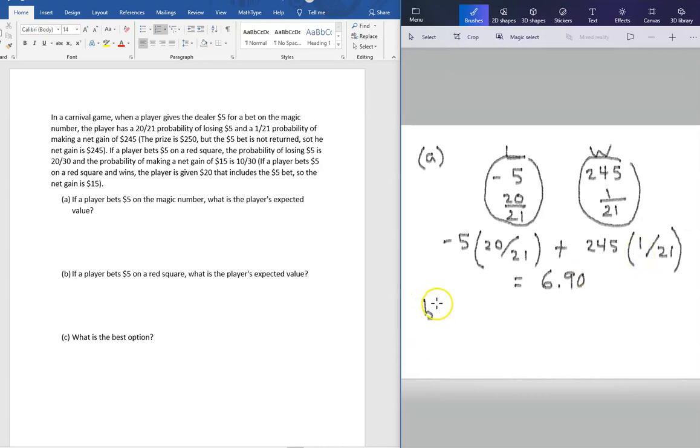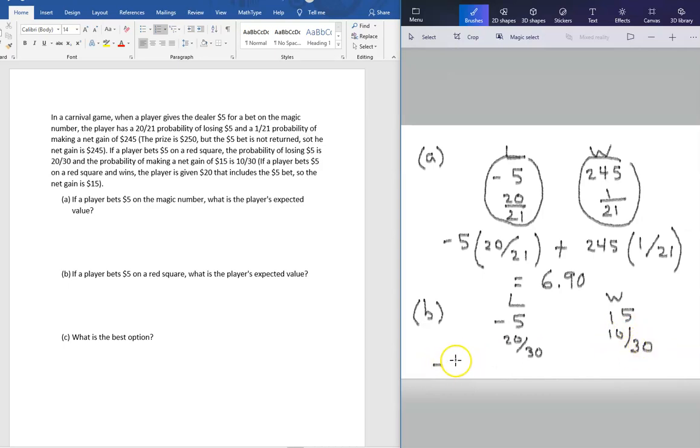Then for part B, I would do very similarly, and it talks about now the red square. Well, the player is also betting $5. So if they lose on the red square, that's losing $5. But if they win, they get a net gain of 15. They really would win $20, but minus the 5 they paid to play. And again, all that's just that stuff in the parentheses. The probability of losing for the red square is 20/30. So you just have to go pick out this information. And the winning is 10/30.